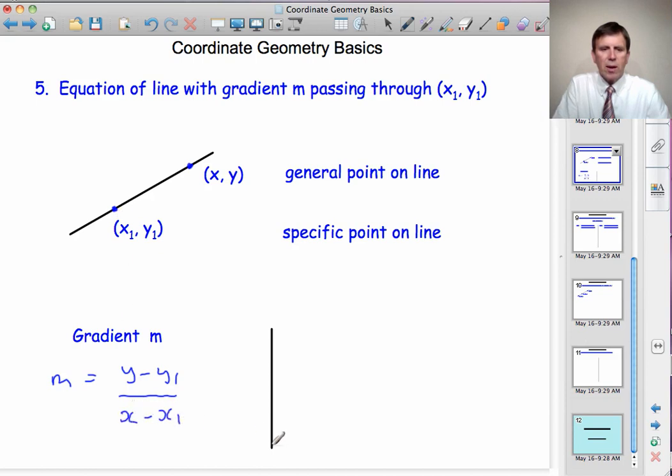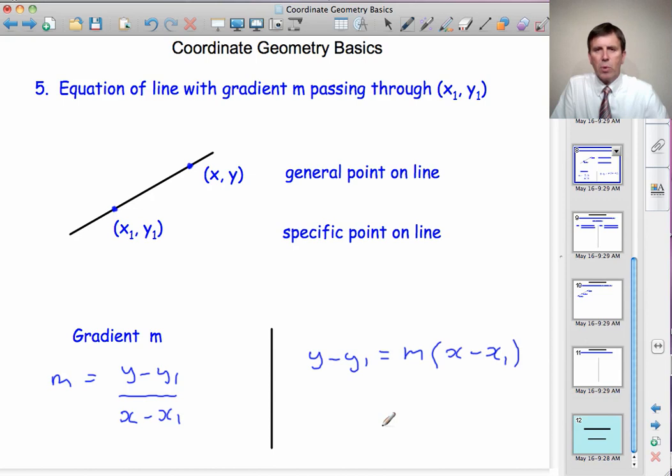Now all I need to do now is get this in a form that we can learn and put into practice. And all I'm going to do is multiply the equation through by this denominator. And we get y minus y1 is equal to m multiplied by this denominator. But I need to put it in a bracket because m is multiplied by the whole thing. And there it is, the most important equation in straight line geometry. We're now going to use it in a couple of examples.